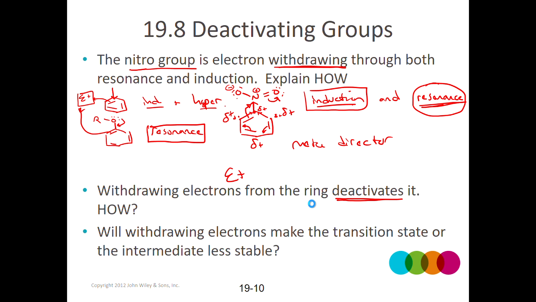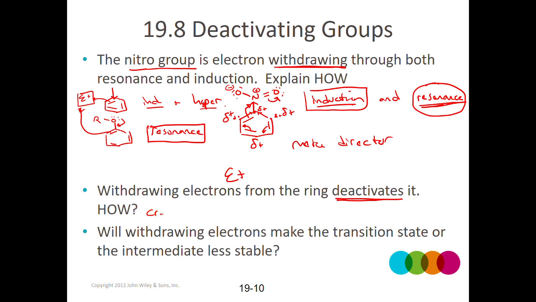So here we're still talking about EAS, though. We will talk more about that NAS reaction later in time. We'll look at some details relating to that. So, question here. Withdrawing electrons from the ring deactivates it how?